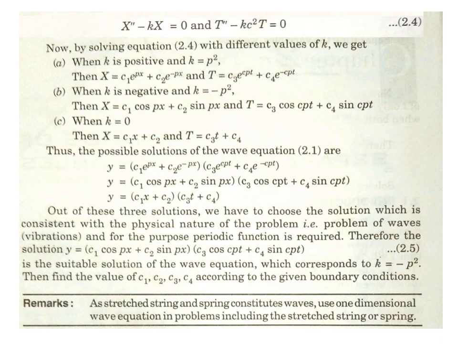Now the last step of the previous slide, that is equation 2.4, is written again, and here for solving equation 2.4 we discuss different possibilities with different values of k. First of all, we assume k is positive and equals p square, where p is some real constant. As it is positive, it's a certain square, so it's fine.